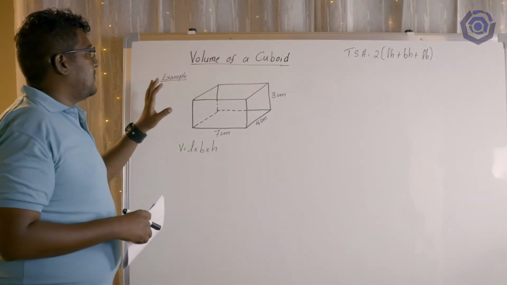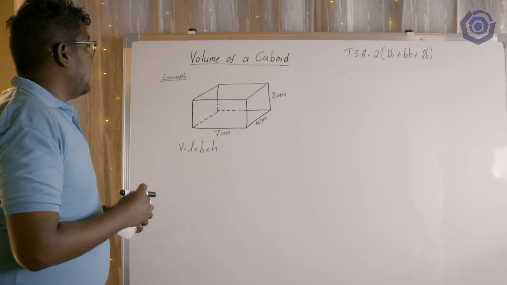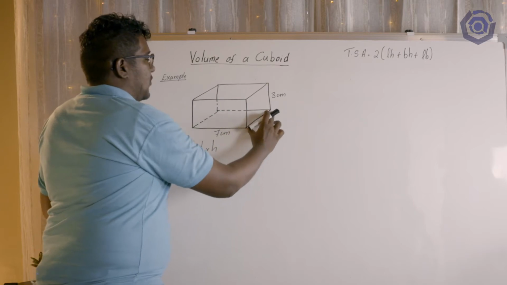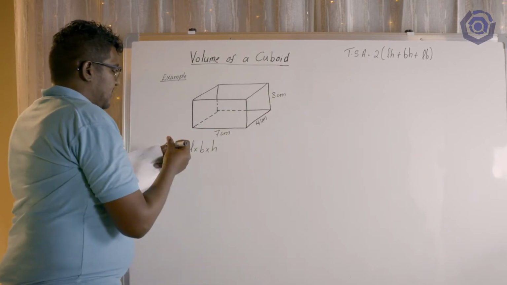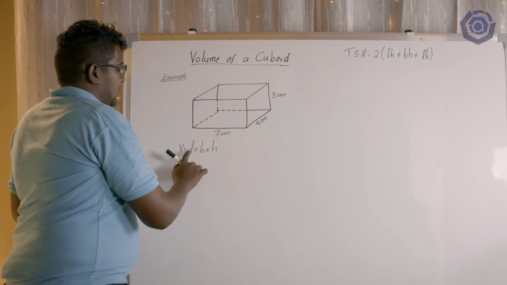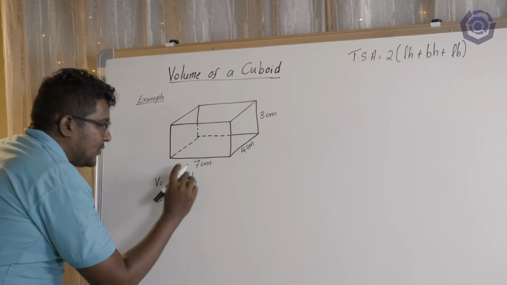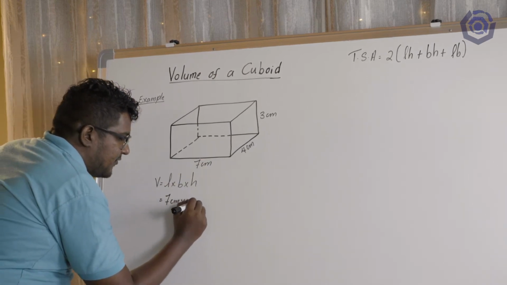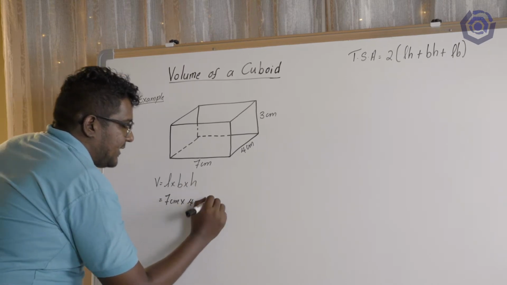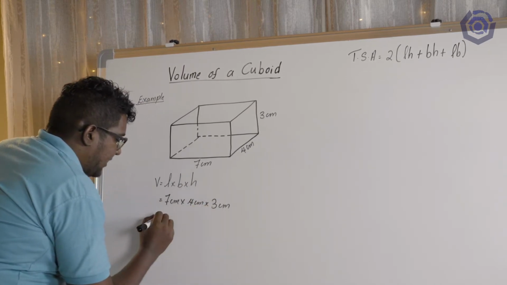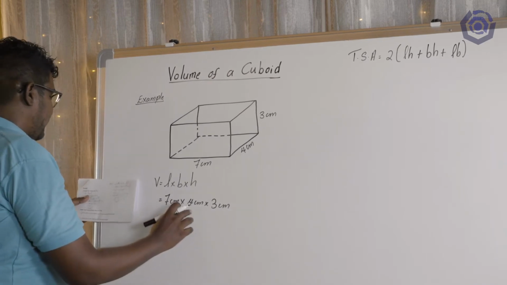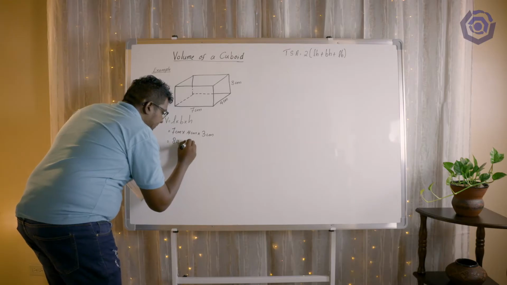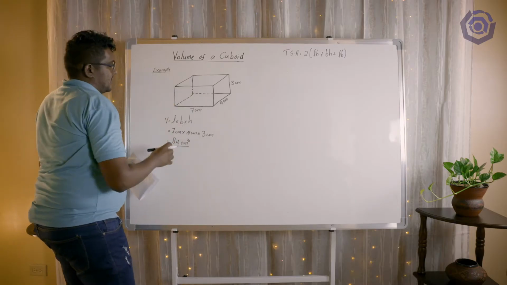Let's look at an example for the volume and total surface area of a cuboid. We have a cuboid here with length 7 cm, breadth 4 cm, and height 3 cm. To find our volume, it is length times breadth times height. That is length, which is 7 cm, multiplied by the breadth, which is 4 cm, multiplied by the height, which is 3 cm. And when we multiply 7 times 4 times 3, that's going to give me 84 cm cubed. And this is the volume of this cuboid.